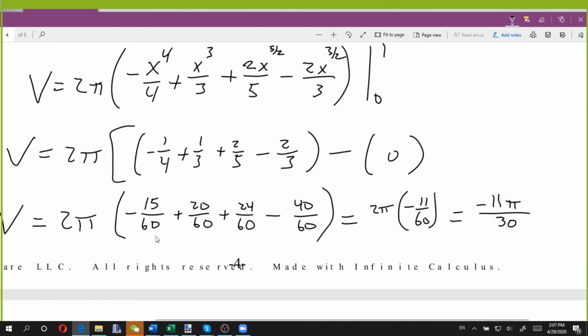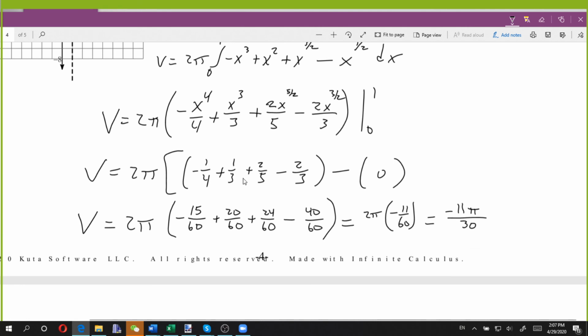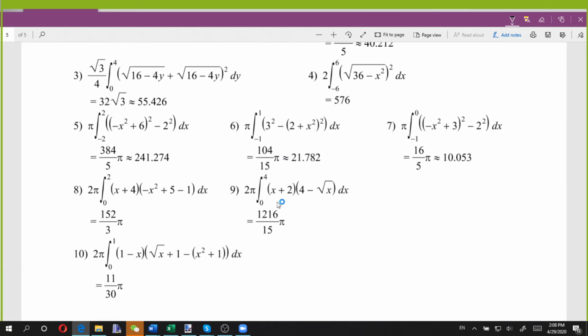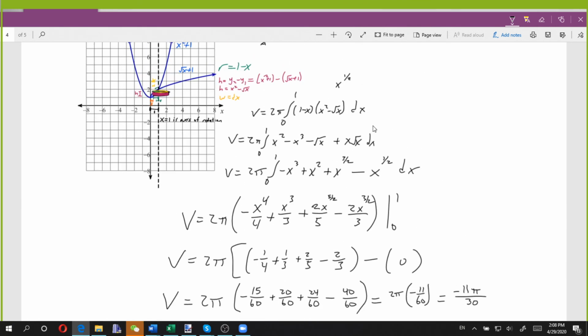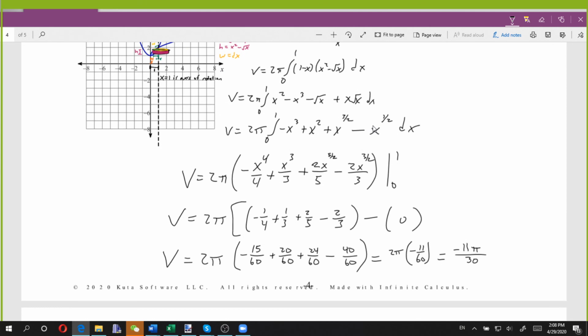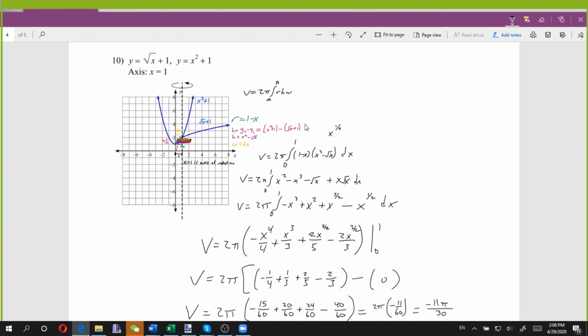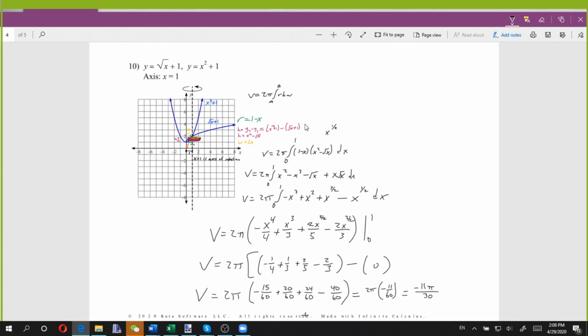I feel like we shouldn't get a negative answer, but let me check. Negative 11 over 30 pi. Okay, so that's just because I changed my order. That's fine. Okay, any questions on this one? No. All right. Can this be sent in the group chat? Yeah, I can send this in the group chat.